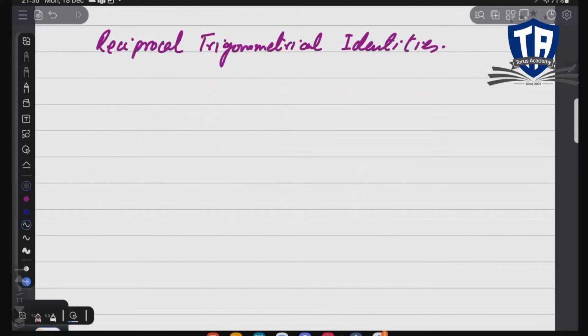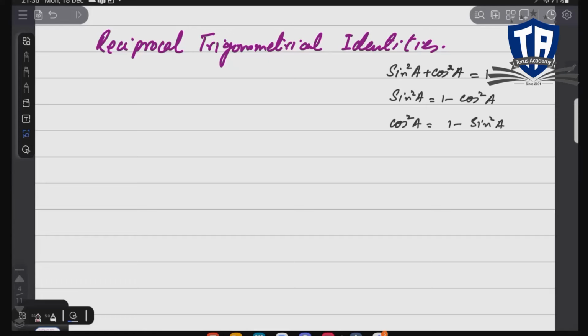Next concept is reciprocal trigonometrical identities. So far, we have learned that sine square of an angle A plus cos square of an angle A is equal to 1. From this identity, we can further find sine square of A is equal to 1 minus cos square of A, and cos square of A is equal to 1 minus sine square of A. So this is what we have learned in our previous class.